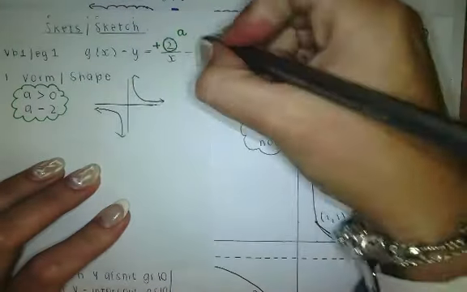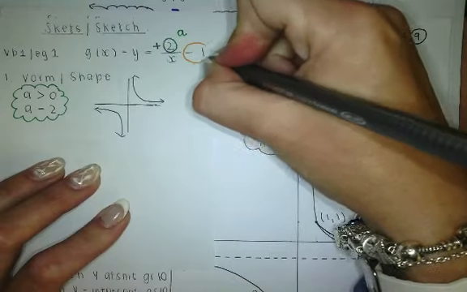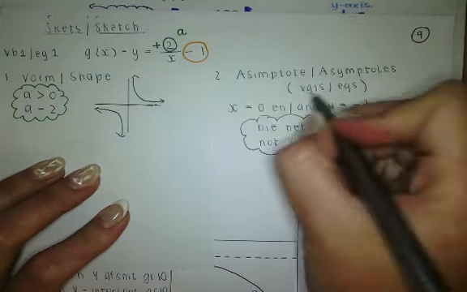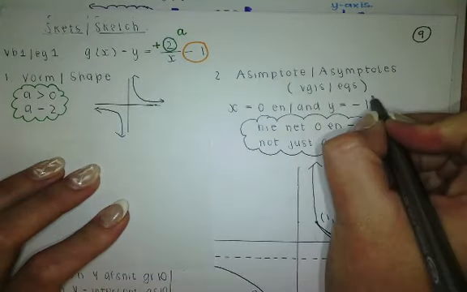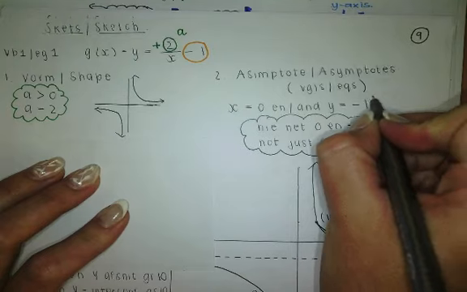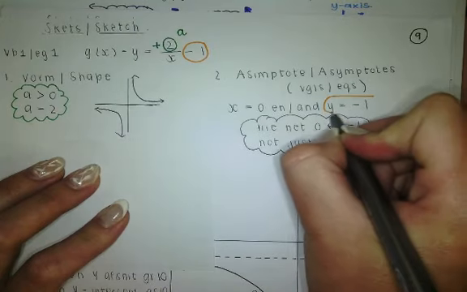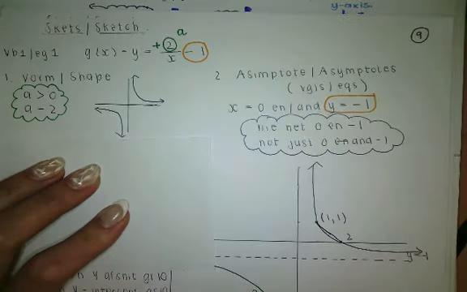But what else do they tell us? They also tell us that the horizontal asymptote is where y is equal to negative 1.